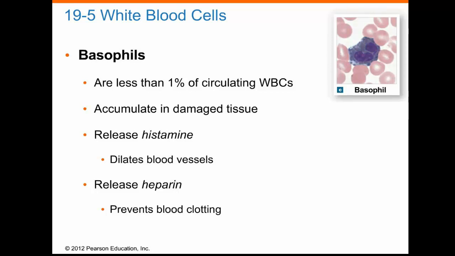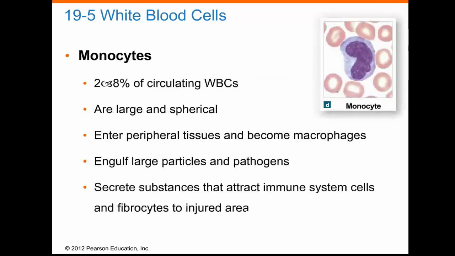Basophils are the least found, less than 1% of circulating white blood cells. They accumulate in damaged tissue and release histamine. The role of this is to dilate blood vessels so that more oxygen and nutrients can come in, and so that waste products and carbon dioxide can be removed from the area that's being repaired. They also release a compound called heparin, which prevents blood from clotting, because it might not be ideal for the blood to clot at that time while we're in the healing process.